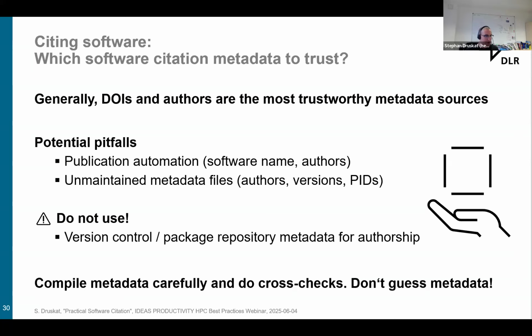What you really shouldn't use is version control or package repository metadata for authorship, because these will almost always be incorrect, apart from when you have no other option than, for example, to use a commit hash or a revision number to provide some information about the version you were using.